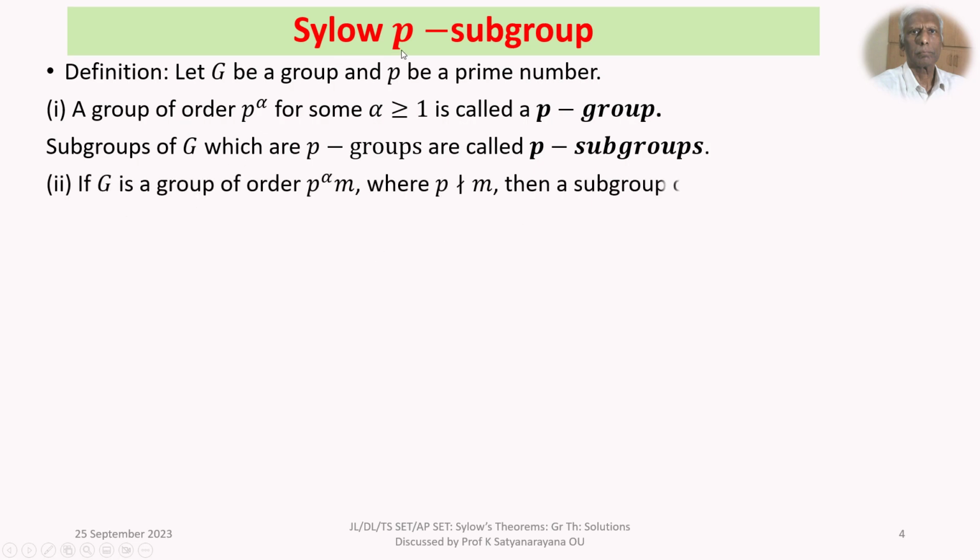Now the concept of Sylow p-subgroup comes. If G is a group of order p to the power of alpha multiplied by m, where p is a prime and p does not divide m, then a subgroup of order p to the power of alpha is called a Sylow p-subgroup of G. It amounts to saying that p to the power of alpha divides the order of G and p to the power of alpha plus 1 does not divide the order of G. Then the subgroup of order p to the power of alpha is called a Sylow p-subgroup of G.